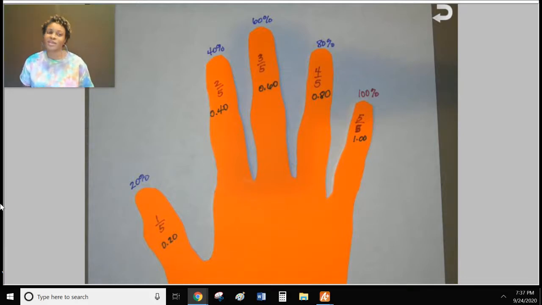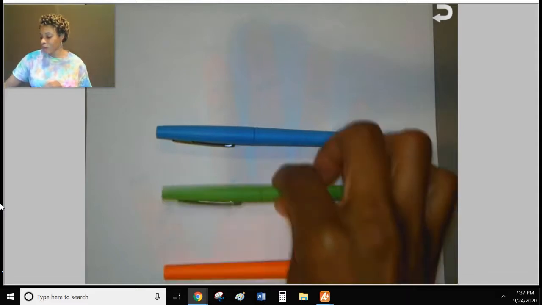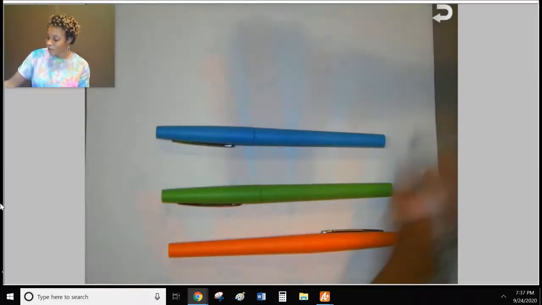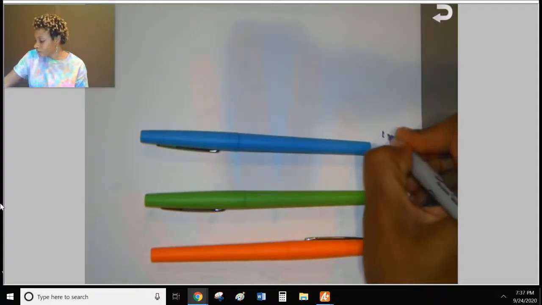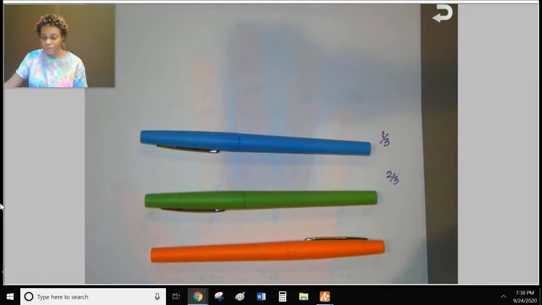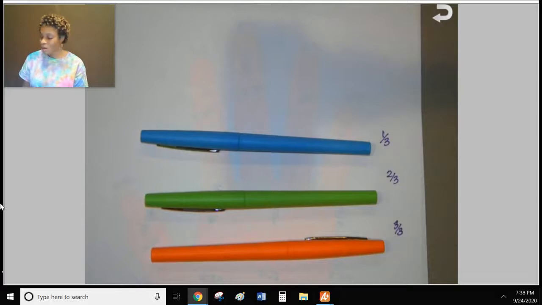What's left? Let's look at our thirds. So here I have 3 markers. They represent my thirds. Thirds are pretty easy because they are repeating decimals. So that's what makes them fun. If I have 1 out of 3, that's 1/3. 2 out of 3 would be 2/3. And of course, 3 out of 3 would be 3/3.